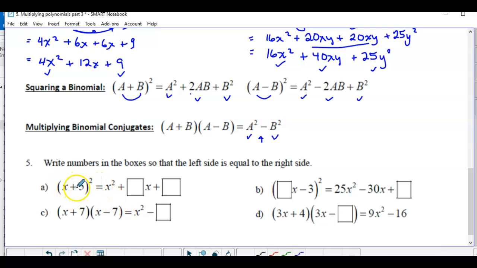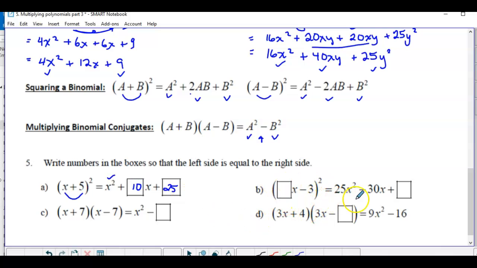So we're squaring this binomial. So there's your first term squared. There's an x term and a constant. So the last term squared, 5 squared is 25, so we can fit that in right away. And then the middle term, remember, is the product of these doubled. So 5x doubled is 10x, and we're done.